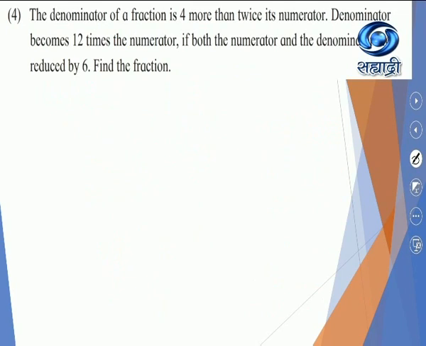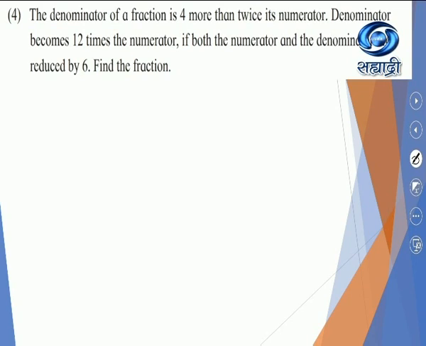Let's move further. Here we have one more word problem, again from your textbook itself. It is the denominator of a fraction is 4 more than twice its numerator. Denominator becomes 12 times the numerator if both the numerator and the denominator are reduced by 6. Find the fraction. Again, I will repeat and suggest that read the sum carefully 2 times, 3 times, decide what exactly is asked and then proceed further.